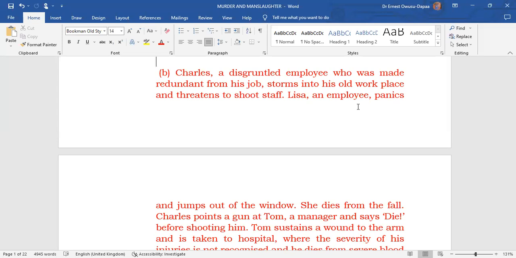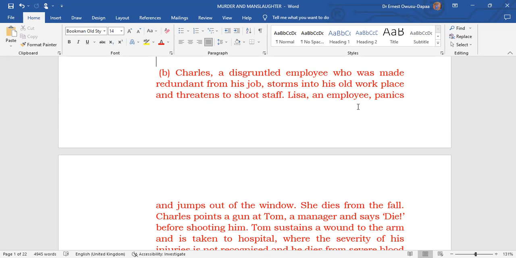If you look at it, there must be death, which is caused by unlawful harm, isn't it? So if you look at here, no doubt there is death. So that is one important requirement in establishing the actus reus in murder. There is death, but is the death caused by unlawful harm? Is the death caused by Charles?